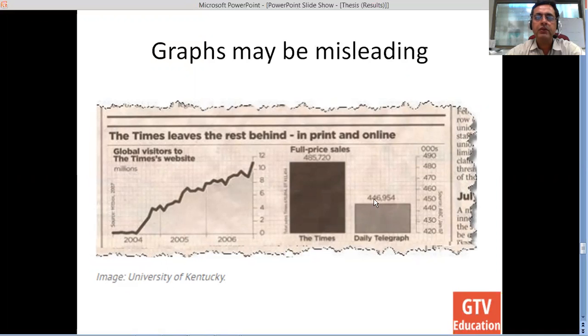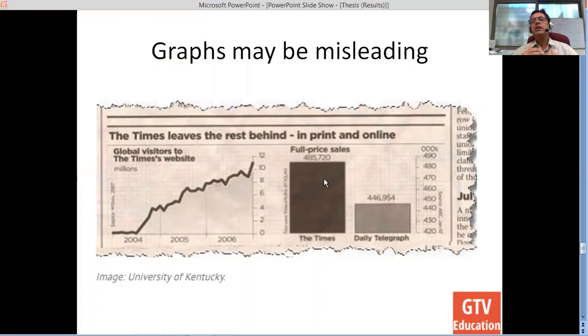If you look at the values here, 446,954 and 485,720, then you would come to know that the difference between these two values is not more than 10%. Okay, so it's not a very significant difference between the two. That's why this kind of graph is misleading.